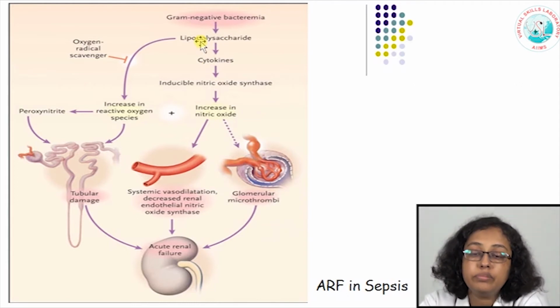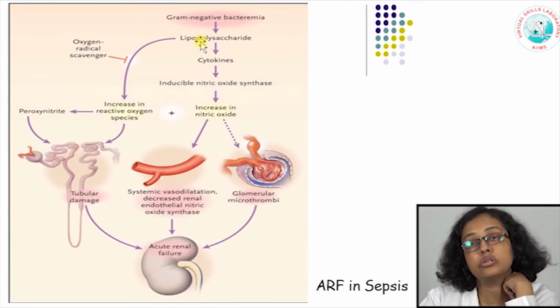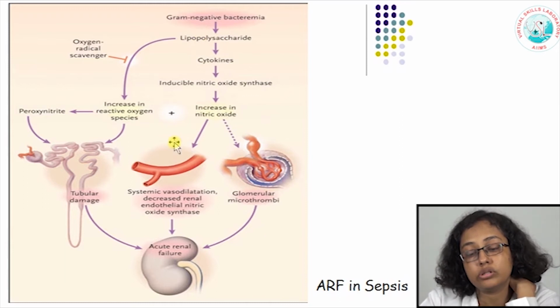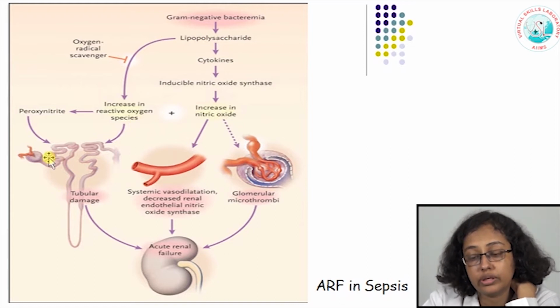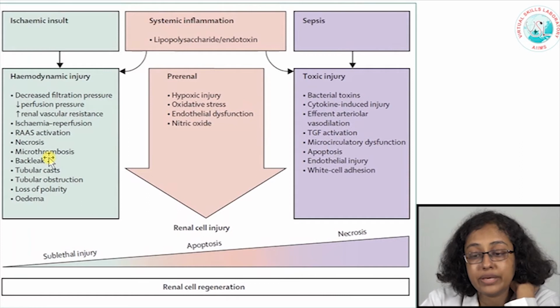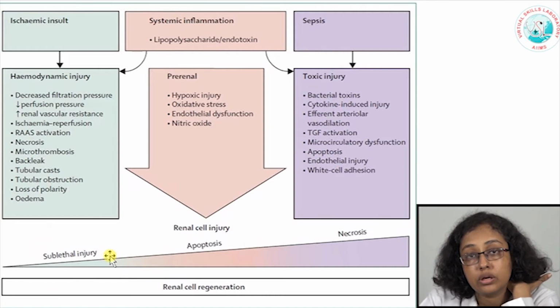And gram-negative bacteremia leads to free oxygen radical release. So reactive oxygen species are released, which also causes direct tubular damage and tubular injury to the kidneys. So basically, you have three factors. You have ischemic insults, you may have a systemic inflammation, and you have a sepsis-induced direct toxic injury. And so initially, any cause of acute kidney injury starts with a sublethal injury when cell regeneration is possible. And if the patient does not recover from this phase, it progresses to apoptosis and cell necrosis.